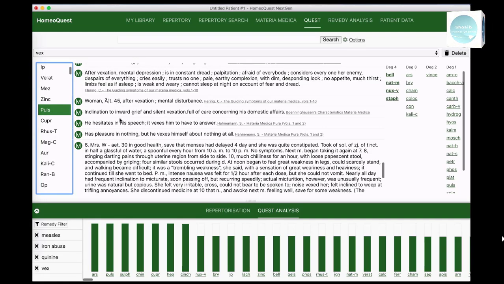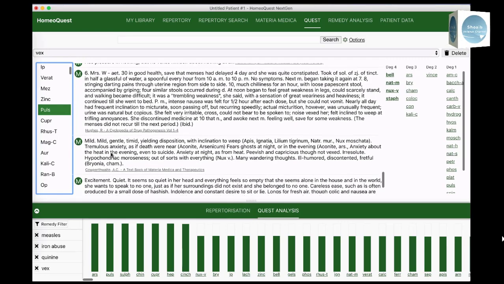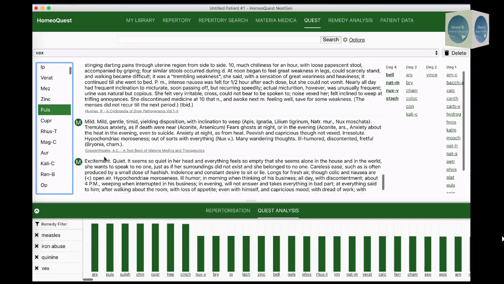So you see, everywhere there is vexation, what is Pulsatilla doing? So Bönninghausen writes about the inward grief. Hering writes about the mental depression. Hahnemann writes about he hesitates in his speech. Let's see what other authors write about that. Okay, let's go more into Knerr. What does he say about vexation?